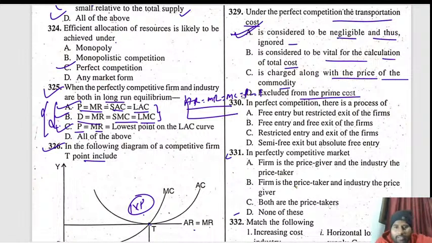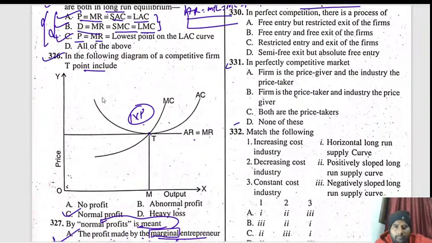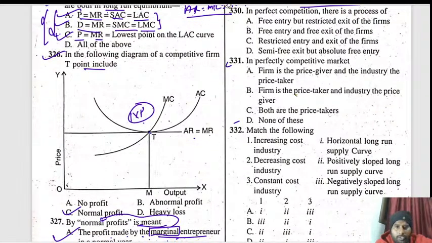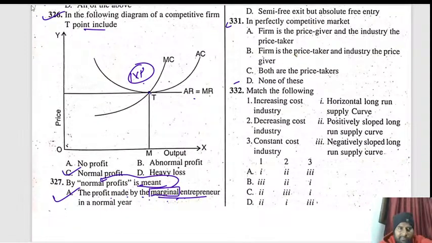So moving ahead with question number 330. In perfect competition, there is a process of free entry but restricted exit of the firm? No, no, anyone can come, anyone can go, so free entry and free exit of the firm. So 330 it will be B. 330 it is B only. Moving ahead to question number 331. In a perfectly competitive market, the firm is the price giver and the industry.